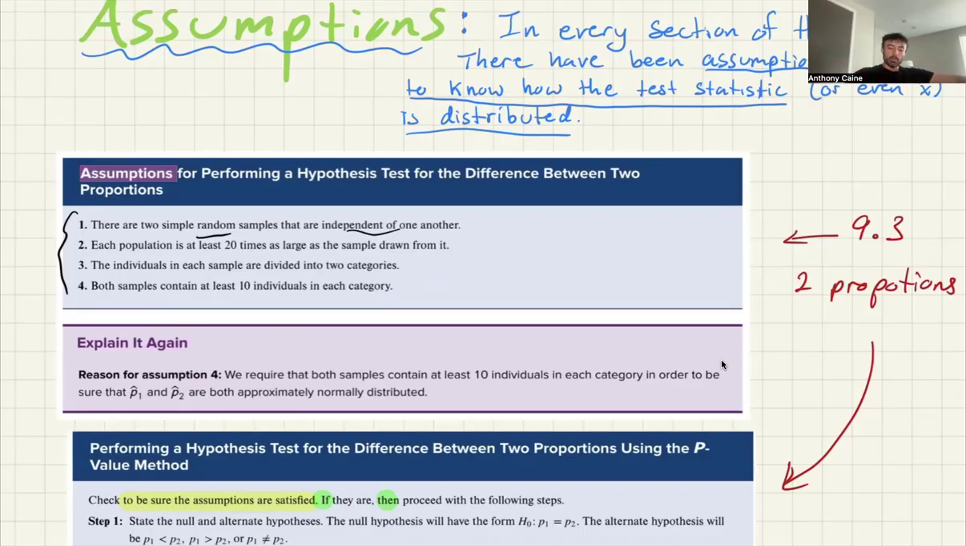The population should be at least 20 times as large as the sample drawn. Again, that's typically easy when you're describing the whole US population. It's pretty easy to satisfy being 20 times as big. It gets harder if I'm looking at proportions in our classroom, right? The individuals in each sample are divided into two categories, and the samples contain at least 10 individuals in each category. Whatever, we're not going to get too much into that. This is more study design, and it doesn't play a big role here.